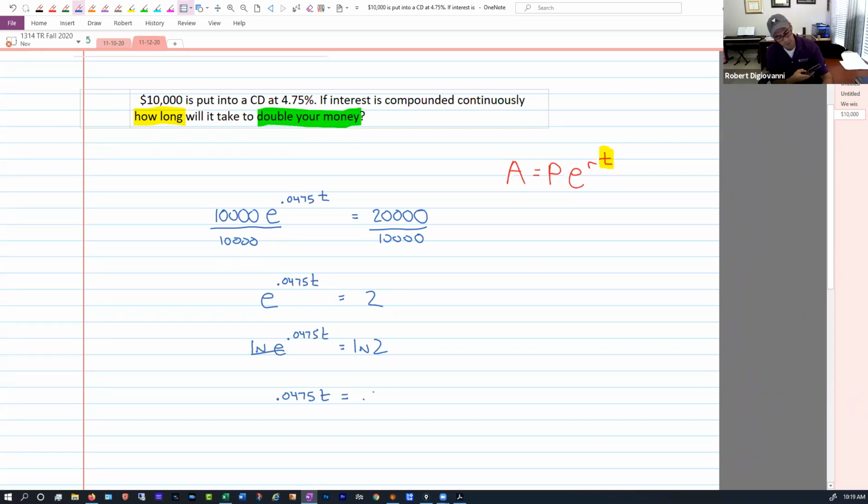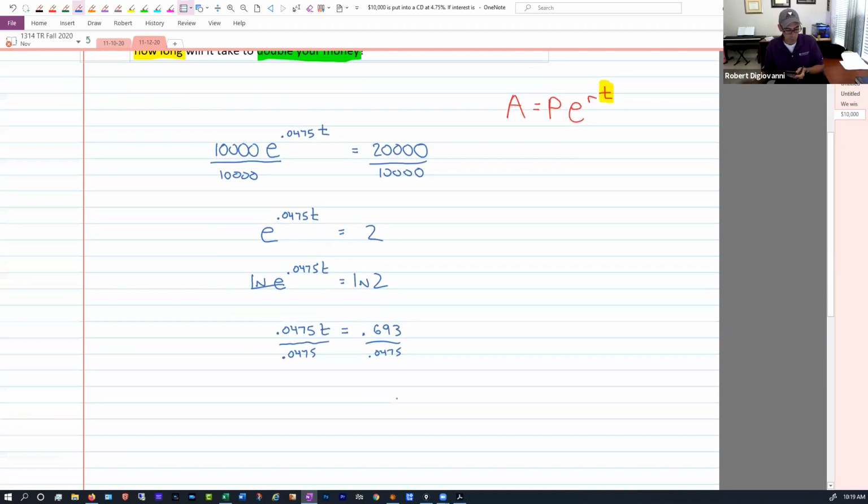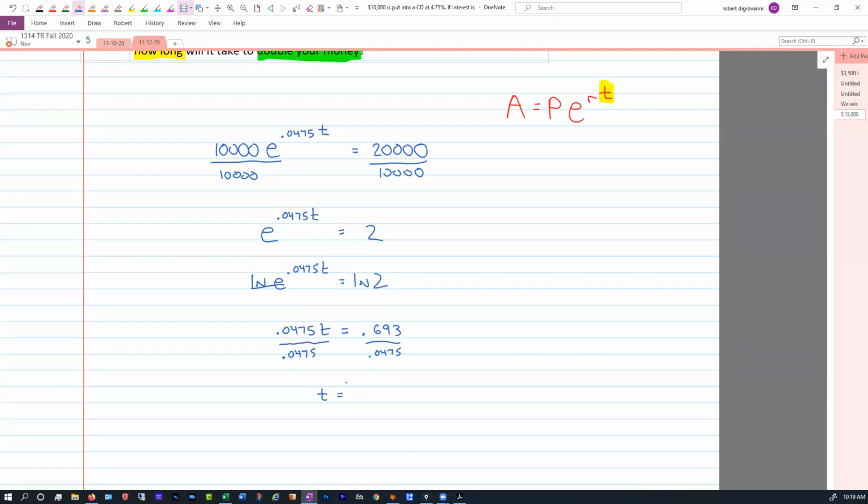So I'm going to write what natural log of 2 was, just so everyone has it here. And then you said you're going to divide both sides by 0.0475. Good. So t would be, did you get something, or is this the part you're having trouble with your phone? No, I just had trouble with the natural log of 2, but you put that in already. So I got 14.58. Yep.